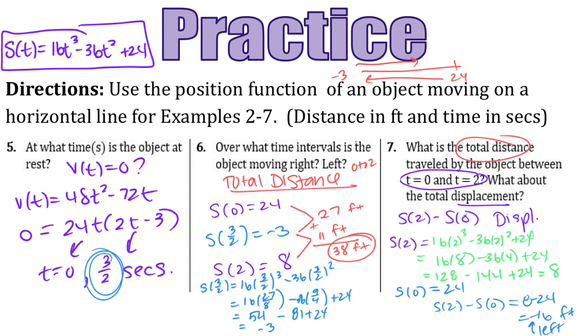So displacement doesn't take into account what's happening if we're moving left or right. It's just how far are we at the end from where we began. Distance is like your car, and it's counting every mile that you travel, whether it's forward, backward, left, or right.